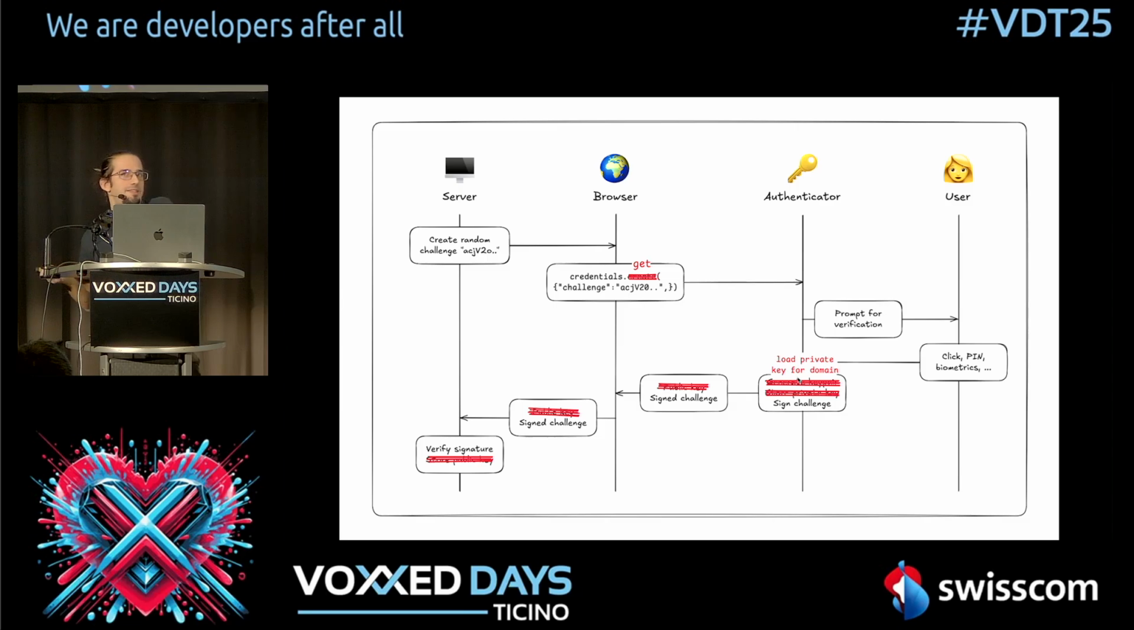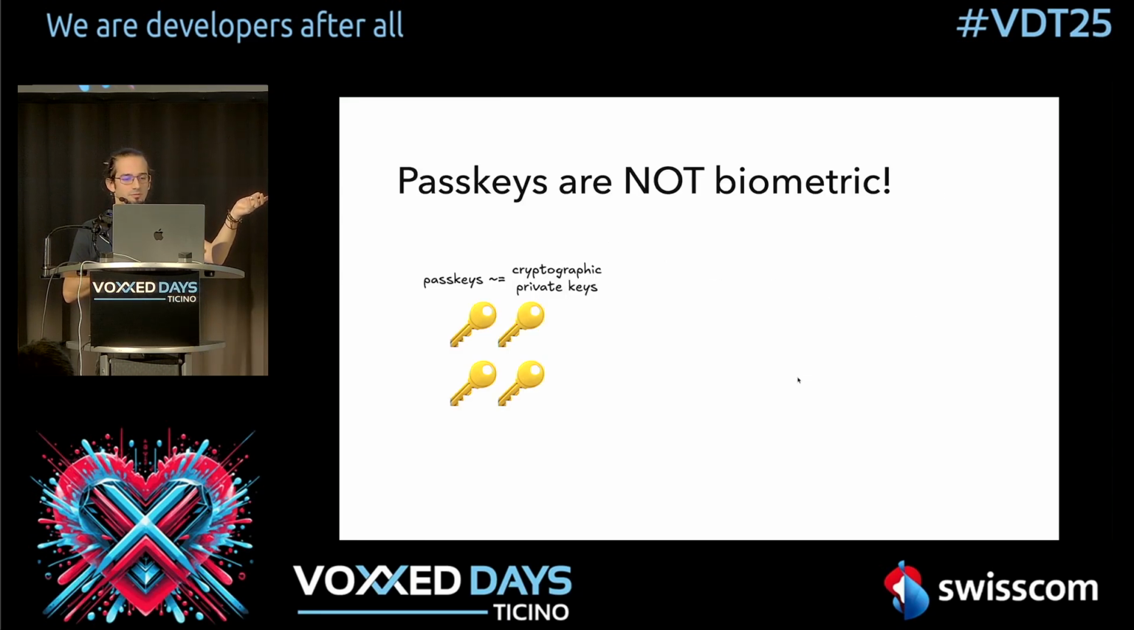And then we don't need to send the public key again because we suppose the website we're trying to authenticate against has our public key already. So we just send the signed challenge, we verify the signature in the end. If the signature is correct and matches a public key we know, we log the user in. Okay, cool. All right. Maybe one thing I want to reiterate, passkeys are not biometrics.